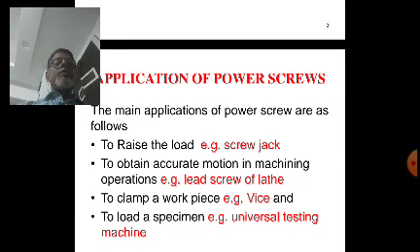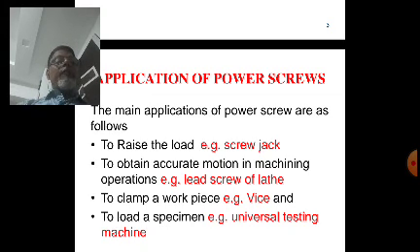The main applications of this power screw are as follows: to raise the load, like a screw jack. You know, we use the screw jack for lifting the vehicle, right, to raise the load. Then to obtain accurate motion in machining operation, whenever we require threading on any part, at that time in the lathe machine we engage the lead screw, right? So the lead screw of the lathe is the power screw.